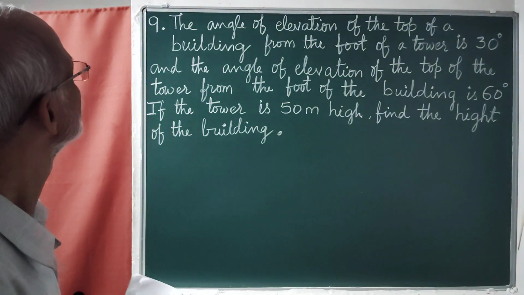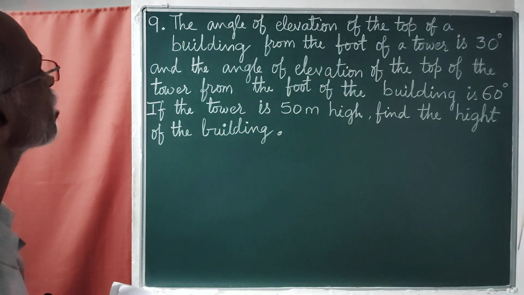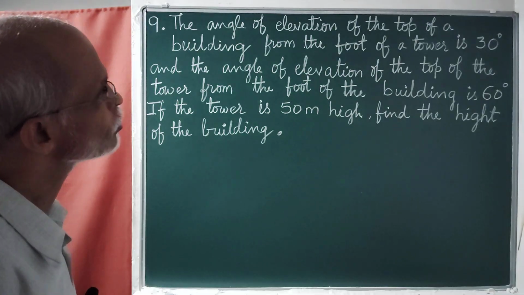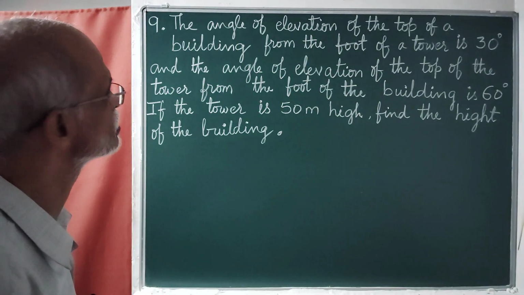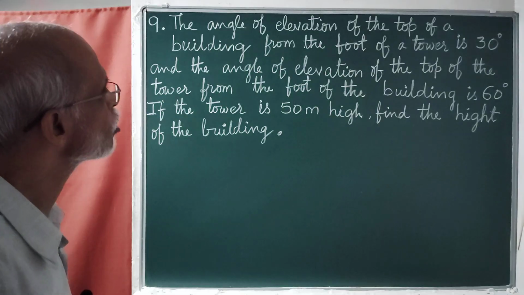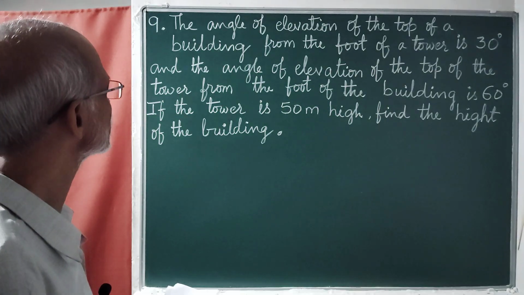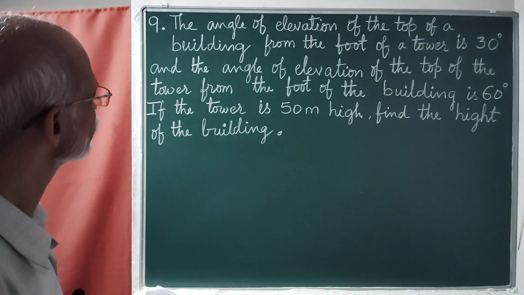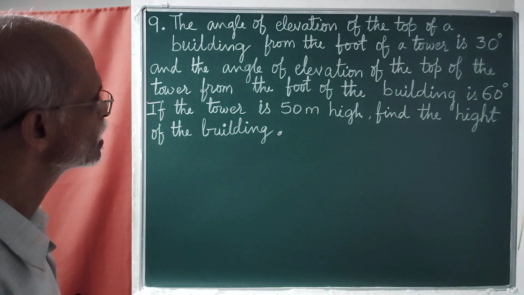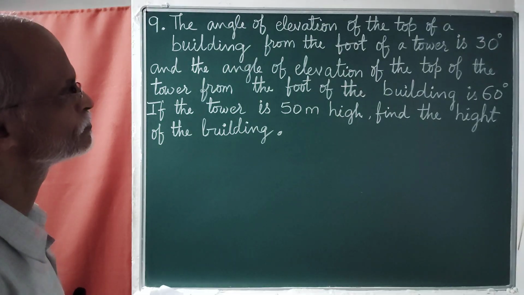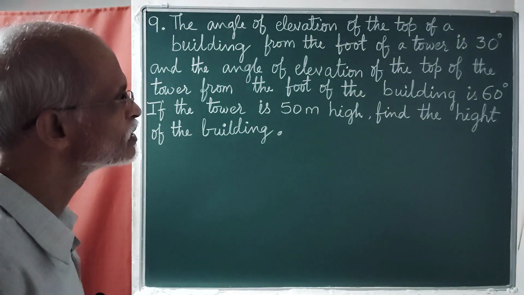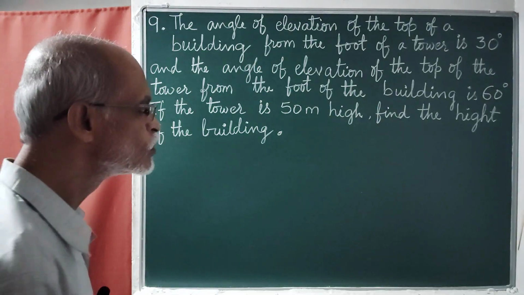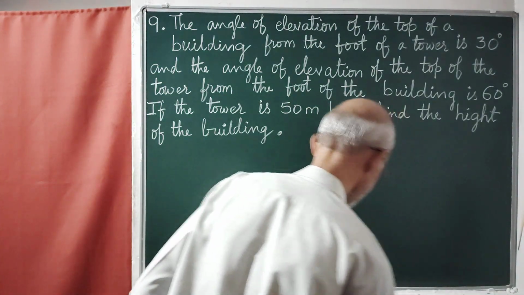The question is, the angle of elevation of the top of a building from the foot of a tower is 30 degrees, and the angle of elevation of the top of the tower from the foot of the building is 60 degrees. If the tower is 50-meter high, find the height of the building. There are two things, one tower and one building. So first we'll draw the drawing there.